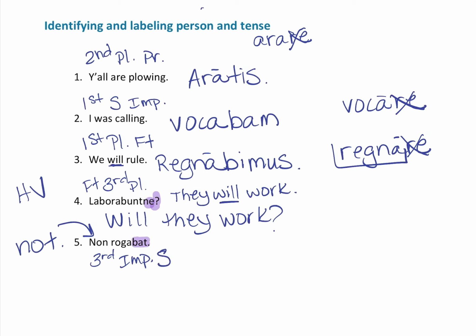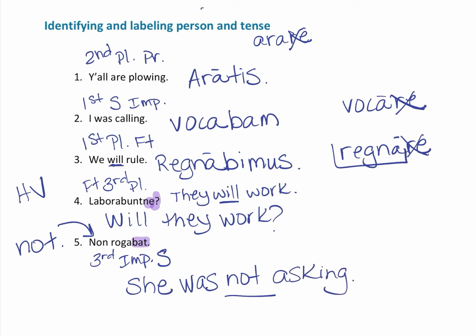Roga, remember, to ask, rogare. So we can use he, she, or it. We do not use all three of them because that's not how we speak. We don't say he, she, it asks. So let's choose she. And she, and then what's our English helping word? Was. And then this is where we put in the not, right before the actual verb. She was not asking. Pretty simple. It's all patterns. You're just going to have to practice it a lot, which you will get a chance to do this week.